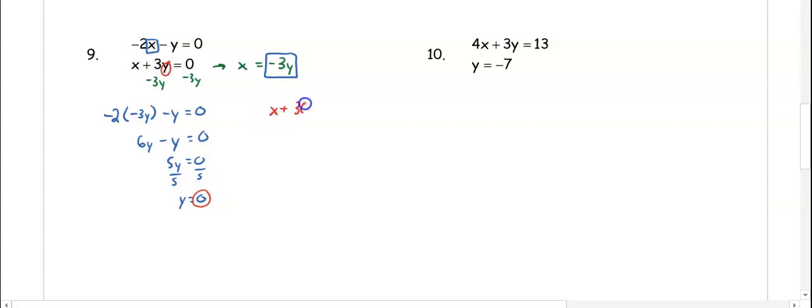I'm going to put it in the second equation. So x plus 3 times 0 equals 0. X plus 0 equals 0. So x is just 0. So our ordered pair here would be 0, 0.